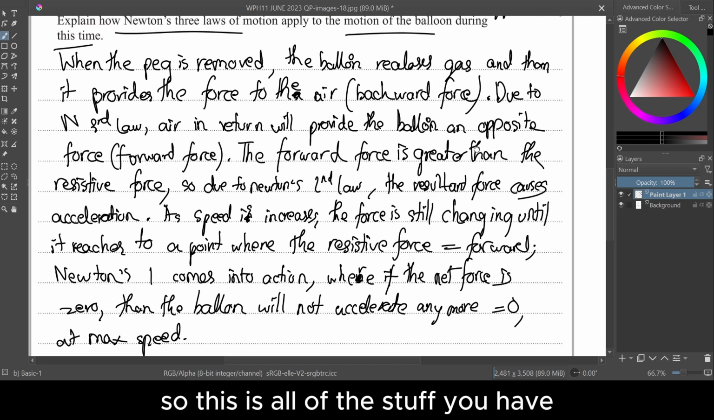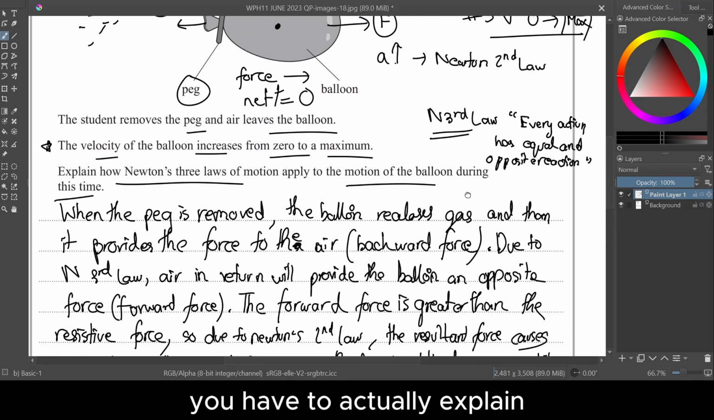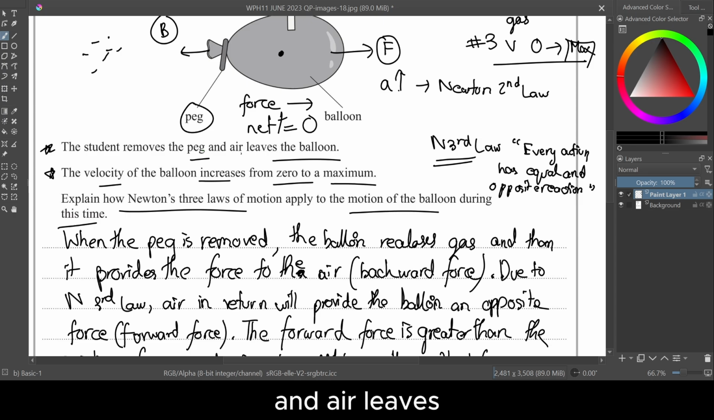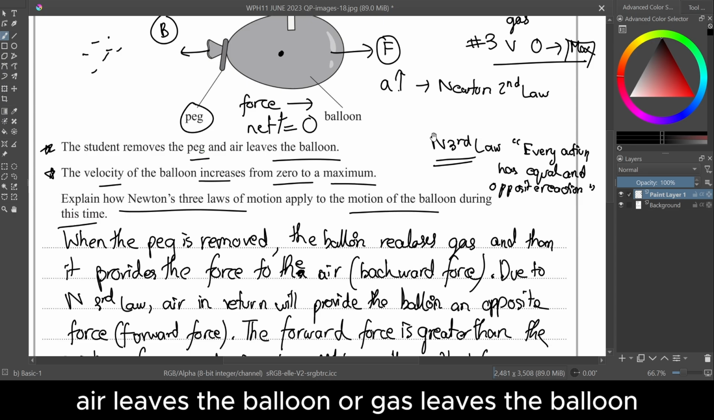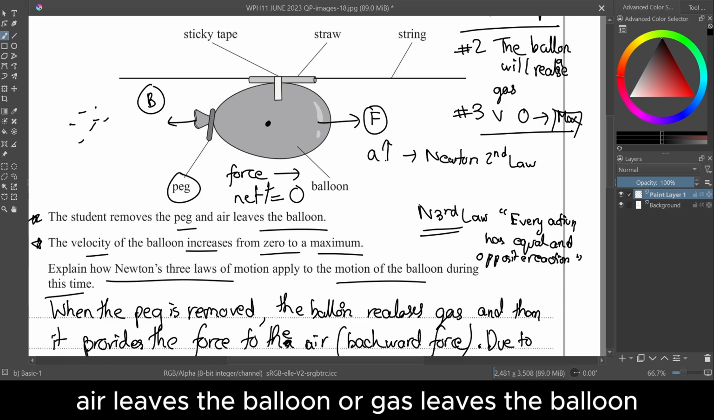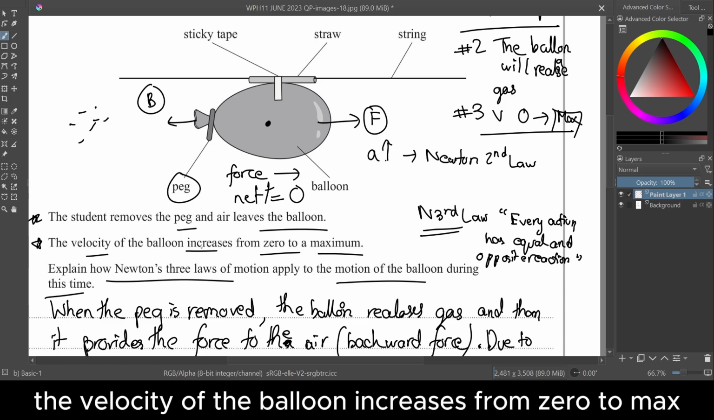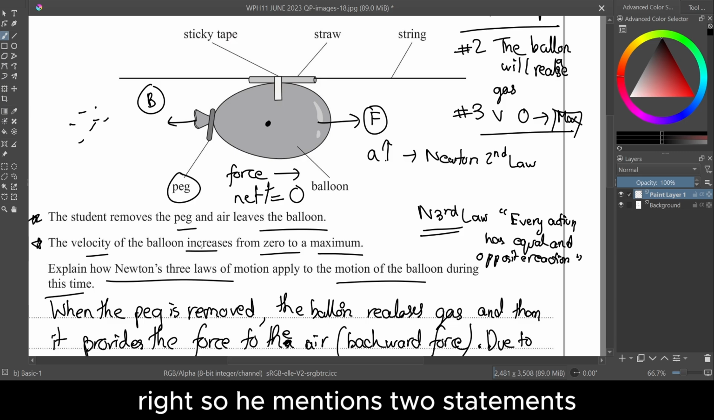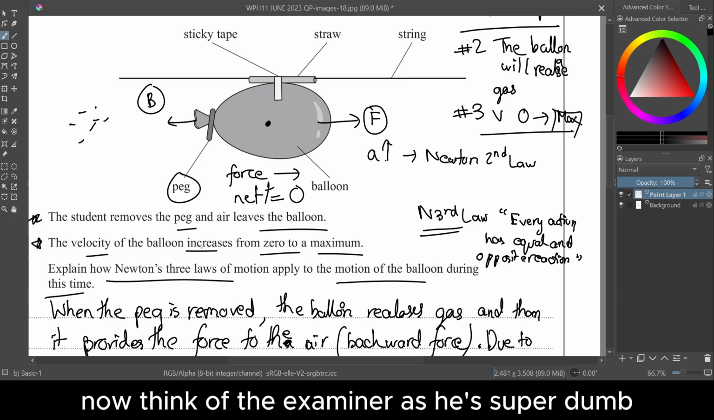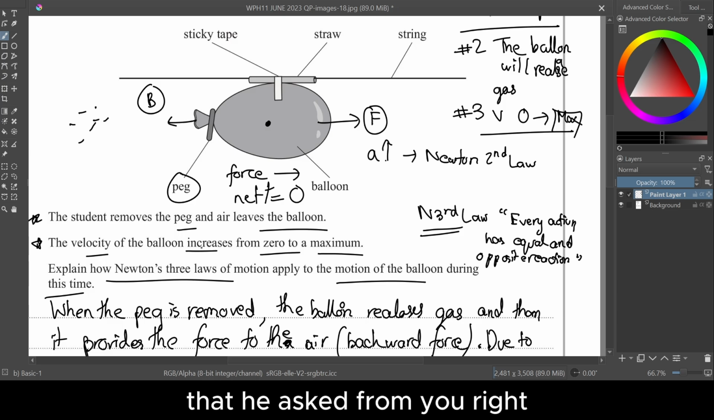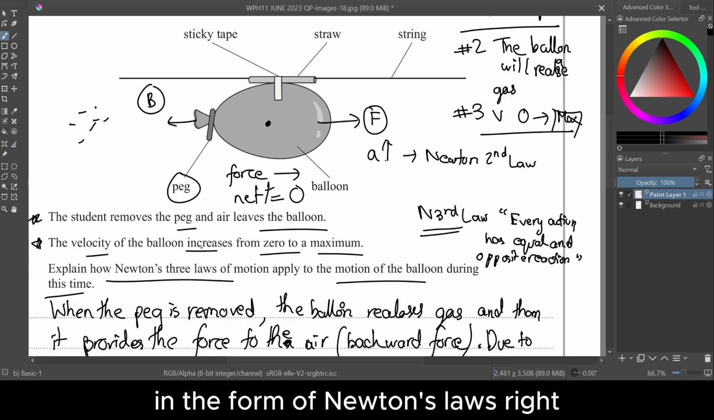So this is all of the stuff you have to actually explain. You have to first explain the point when the student removes the pegs and air leaves the balloon, or gas leaves the balloon. And the second thing you have to explain is that the velocity of the balloon increases from 0 to max, right? So he mentions two statements. Now think of the examiner as super dumb. So you have to explain these two statements that he asked from you, in the form of Newton's laws, right?